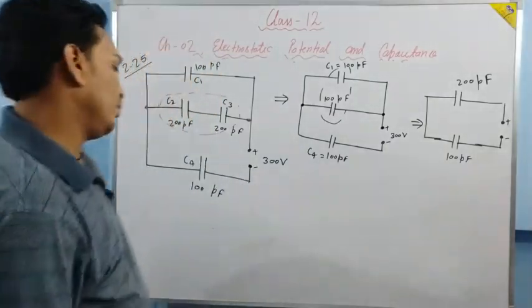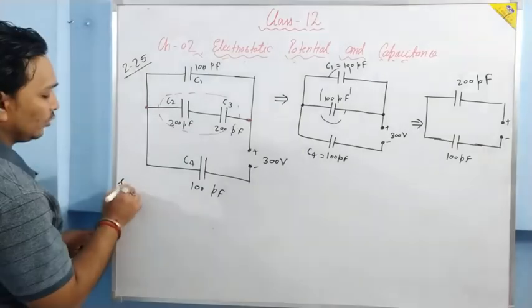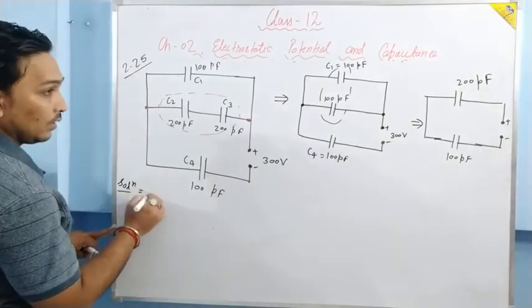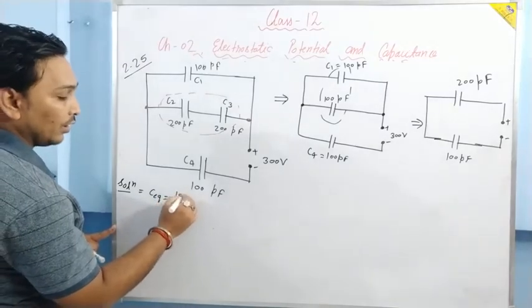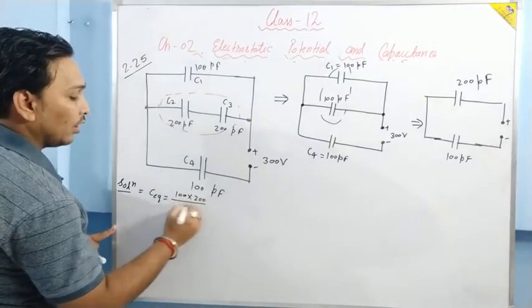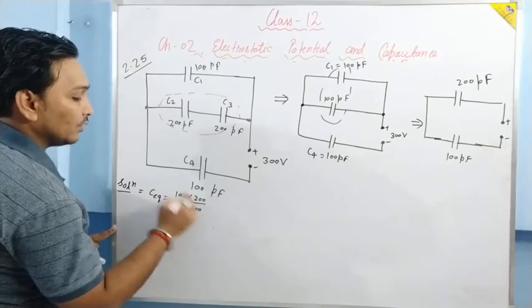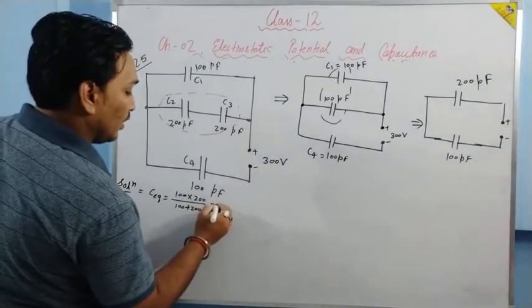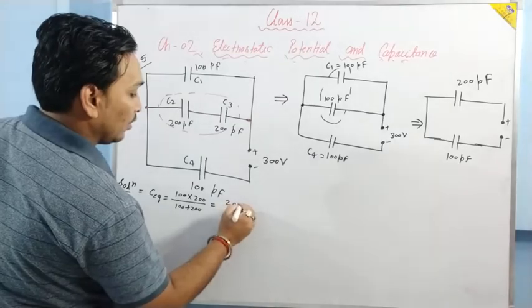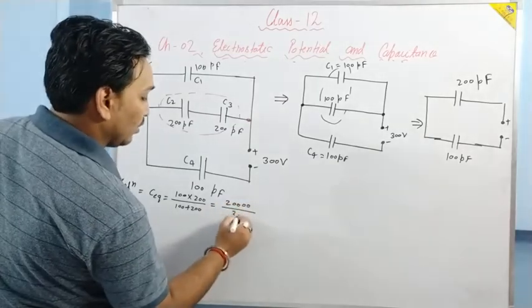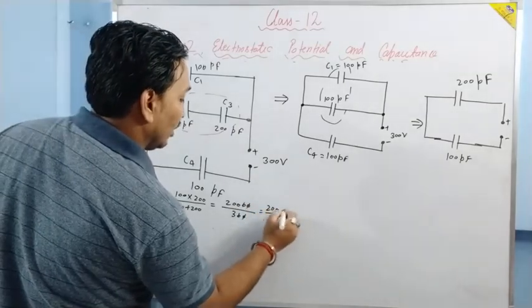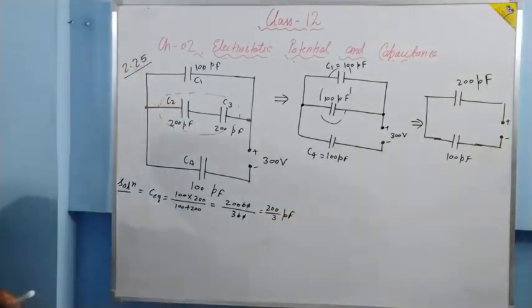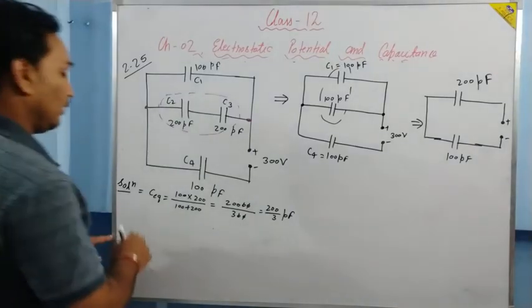And for series combination, C equivalent will be 100 multiplied by 200 upon 100 plus 200, that is C1 C2 upon C1 plus C2. When we solve this, we are going to have 20,000 upon 300. 20 will be cancelled out. So we are going to have 200 by 3 picofarad. Right? 200 by 3 picofarad. This is your C equivalent.